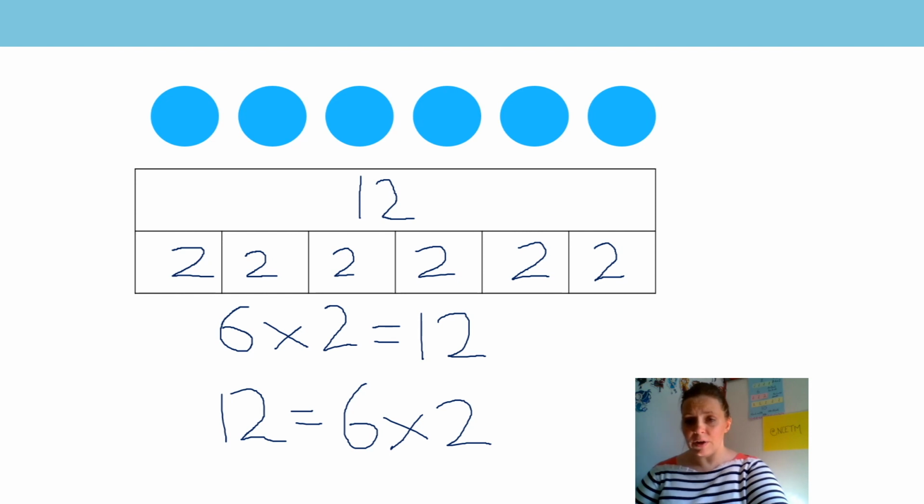Well done if you had a go at that challenge. I didn't give you all the information you needed, did I? But you worked out the whole, and then you had all your factors, both of your factors, and the product, so you could write your equations. Great job.